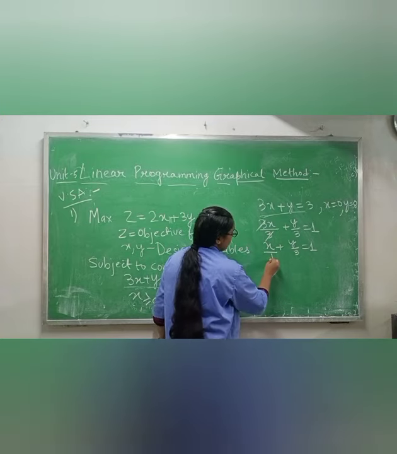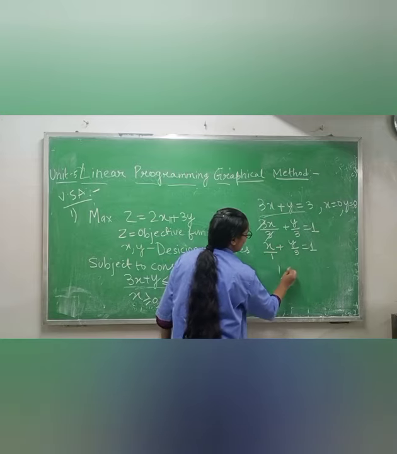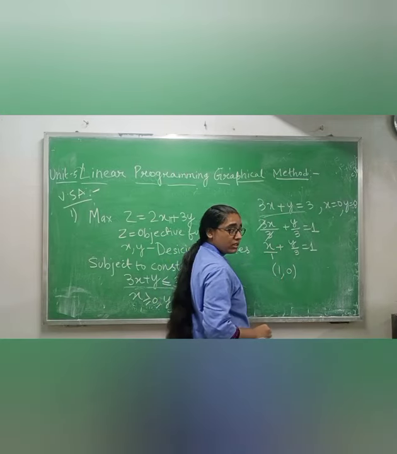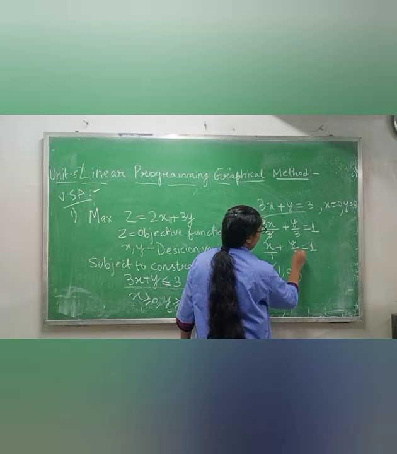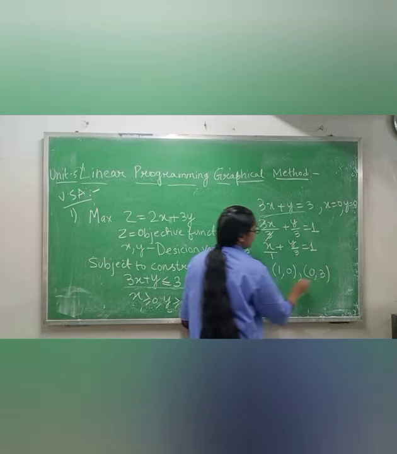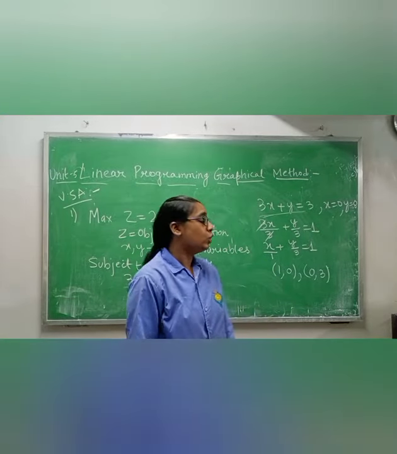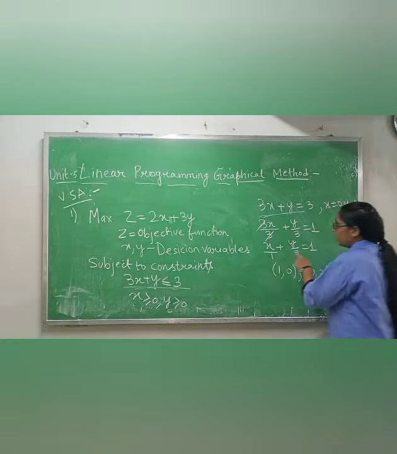See, x by 1 means x value will take 1, but here we have no y value, so we will take 1 comma 0. Again here we have y value, y 3. So x value we have nothing. So these two things we have to plot. Again I am repeating the things. Don't think that we have to plot 1 comma 3.